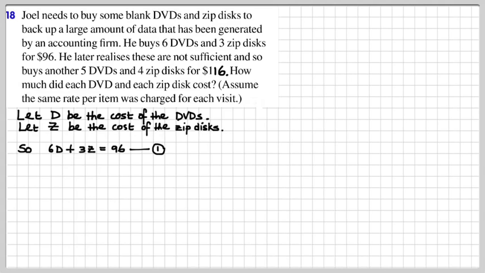Good, and I've called it equation 1, documenting what I'm doing. Hint, hint again. Now, the second bite of the cherry here, what are we doing? The second time we went back to the store, 5 DVDs, so 5 times D, plus 4 zip disks, plus 4 times Z comes to $116. Hope he kept a receipt and can claim the money back.